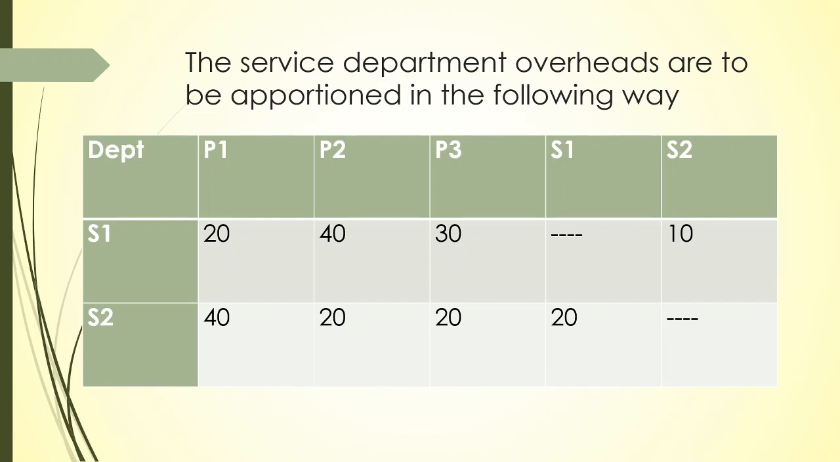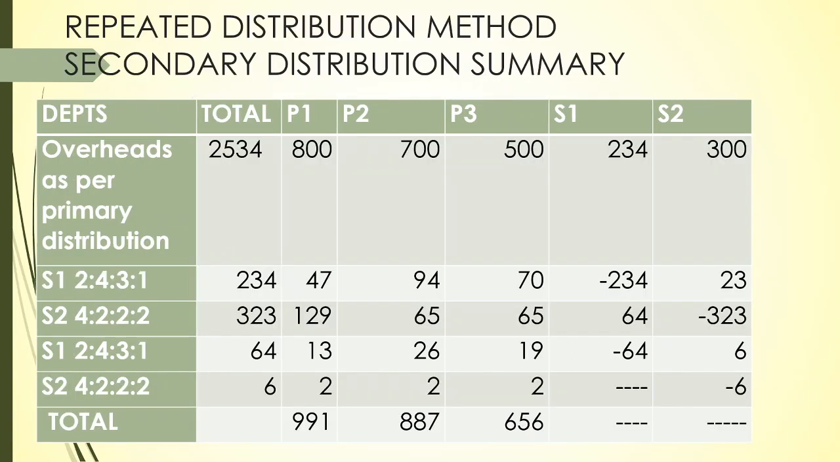S1 department: P1 20, P2 40, P3 30 and to S2 10. So the ratio is 2:4:3:1. S2 department: the ratio to P1 is 40, to P2 20, P3 20 and S1 20. So the ratio is 4:2:2:2. In this way the overheads of the service department are to be apportioned to the production and the service department. The secondary distribution summary under repeated distribution method has the columns: departments, the total, P1, P2, P3, S1 and S2 departments.